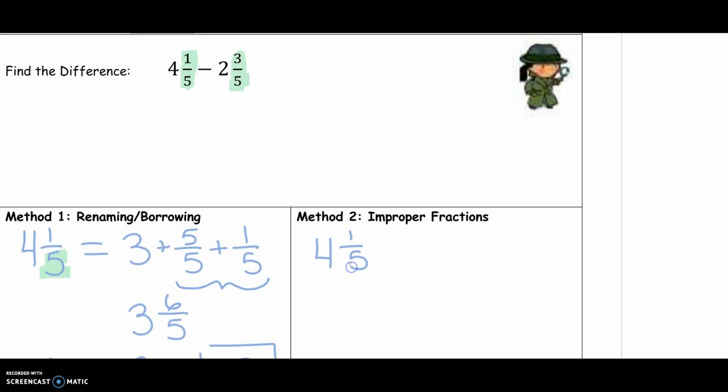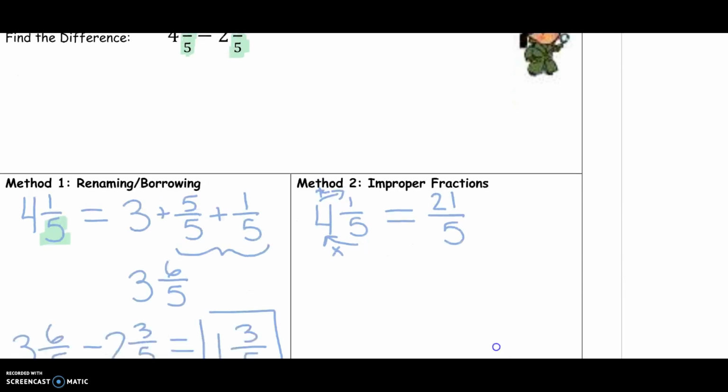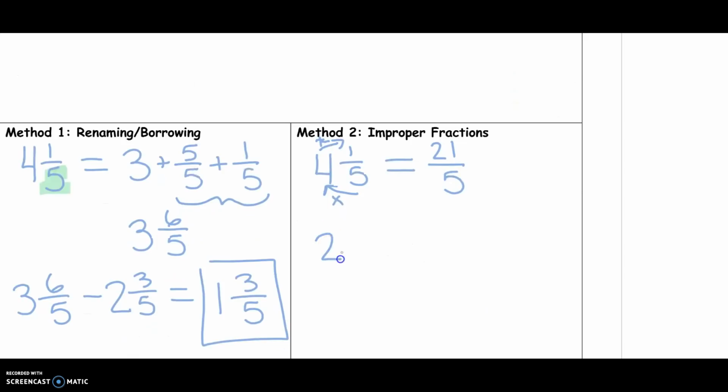Our second method is to rewrite our mixed numbers as improper fractions. Because we have common denominators, we can go ahead and change these to improper fractions immediately. So multiply 5 times 4, that's 20. Add the numerator, that's 21 over 5. Then 2 and 3/5: multiply 5 times 2, that's 10, plus 3, that's 13 over 5.